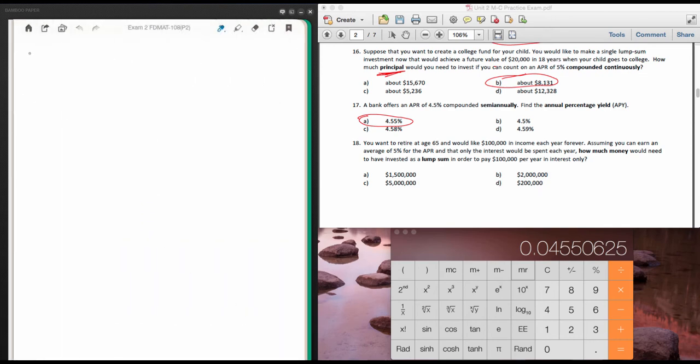Okay, let's move on to 18. You want to retire at the age of 65 and would like $100,000 in income each year forever. Assuming you can earn an average of 5% for an APR and only interest would be spent each year, how much money would you need to have invested in a lump sum in order to pay $100,000 per year in interest only? Okay.